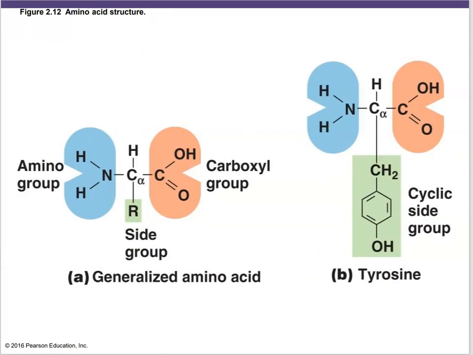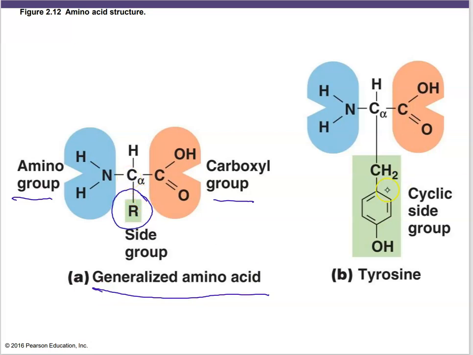We had a similar picture earlier. So here's your amino group in blue. The NH2, that's the amino group, and then you have the carboxyl group over here, the C double bond O, and then an OH, that's an organic acid. So this is your generalized amino acid. That's what they all look like. The only variation comes in with this R group, with the side group.